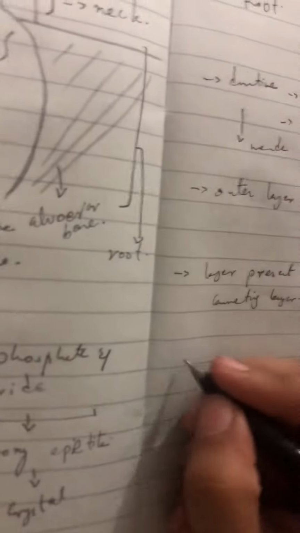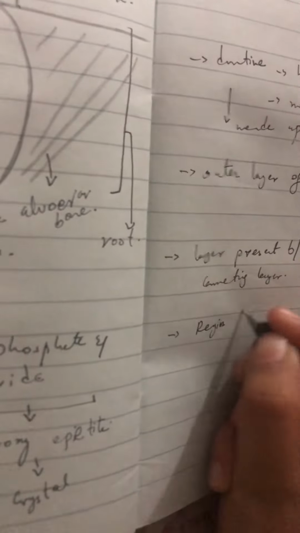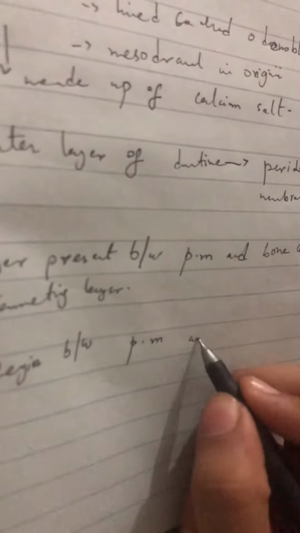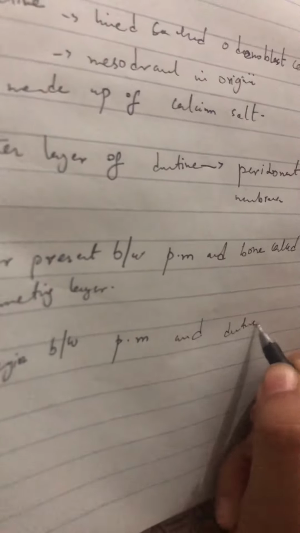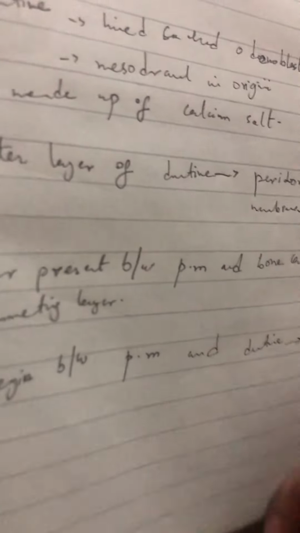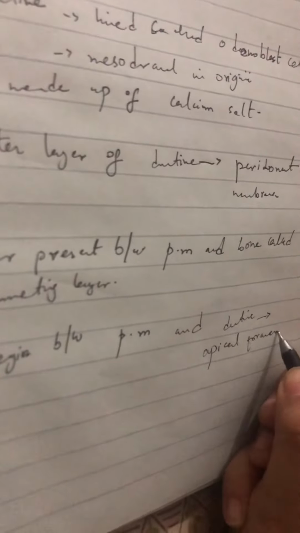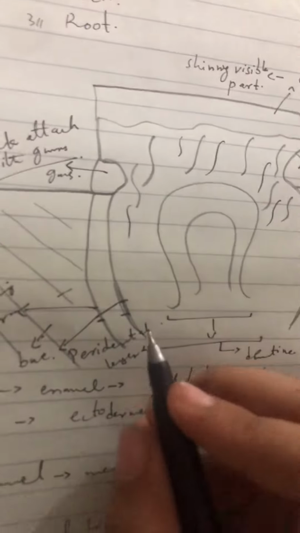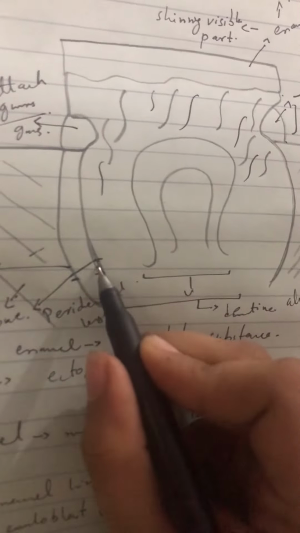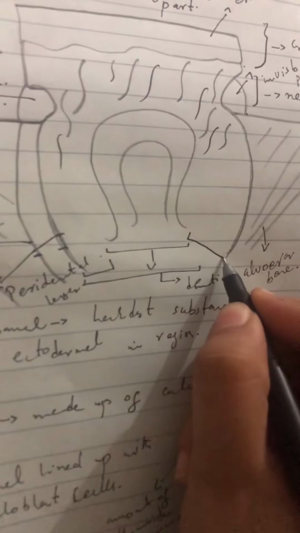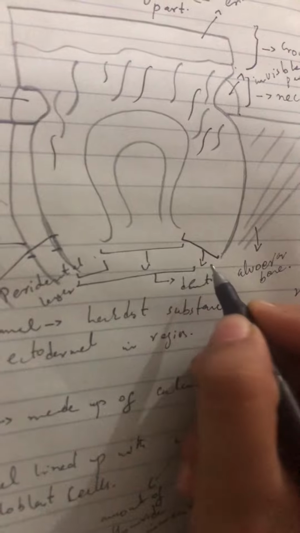After that, we will write region between periodontal membrane and dentine called the apical foramen. Now what is apical foramen? As I said, region between the periodontal membrane and dentine. This is the dentine part and this is the periodontal. Now this region, I will show you this region. This region is called the apical foramen.